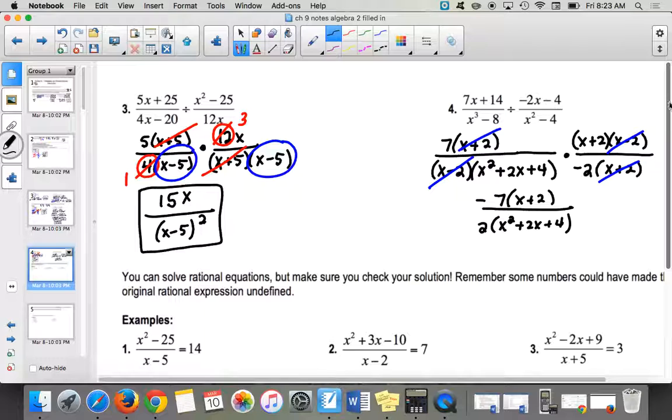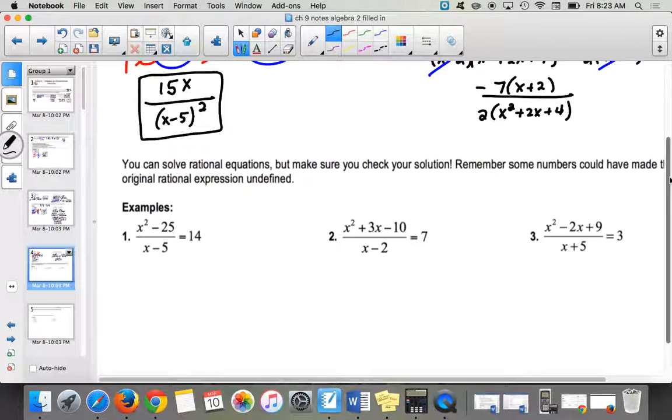So sometimes, even though you get an answer, you want to check in the original just to make sure that it's okay. There are a couple different ways to do these problems. One thing that you could do is take the x minus 5 and multiply it to the other side. Look up here. You don't have to write this down, just pay attention. If I do that, I would have x squared minus 25 equals 14 times x minus 5.